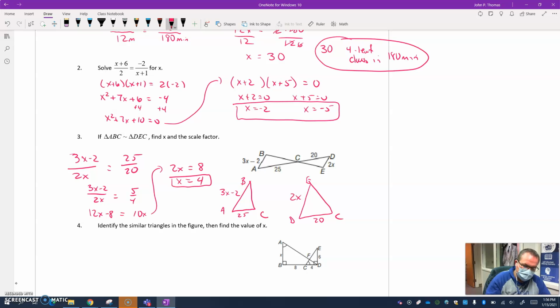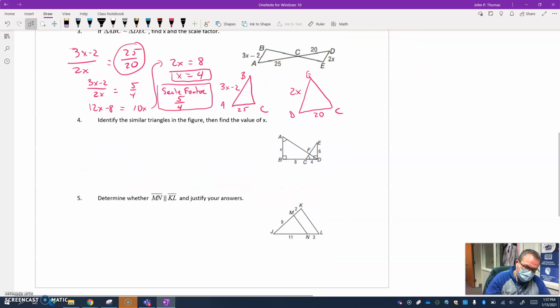All right, so when we do this, the x value is 4, but it also asks me for the scale factor. All right, so the scale factor, I'm going to go to the side we knew, which was right here. The 25 over 20, that is our scale factor, so we'll reduce it. Scale factor is 5/4, and that's small to large. So I'd multiply the small triangle by 5/4, and that would give me the large triangle.